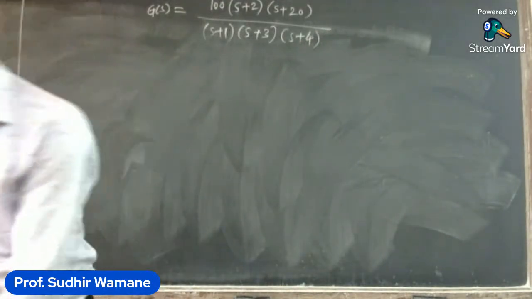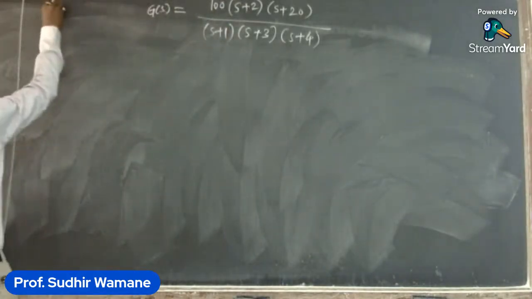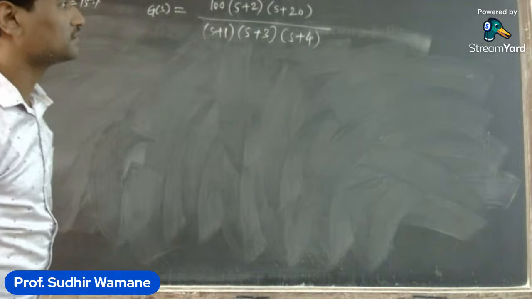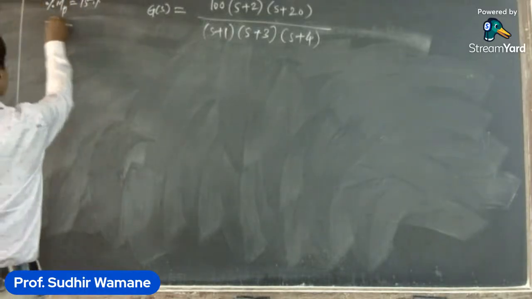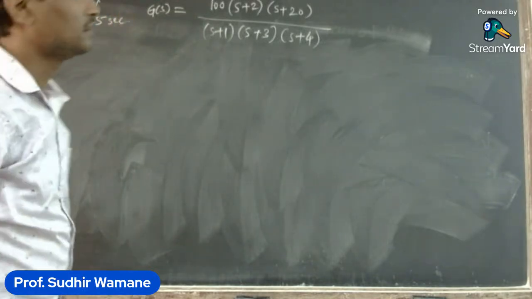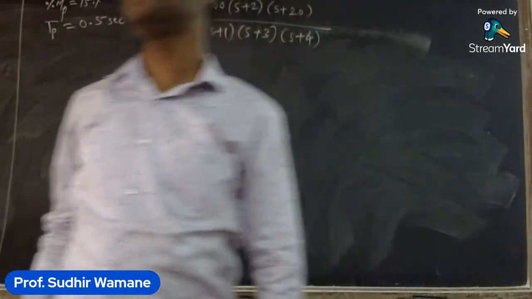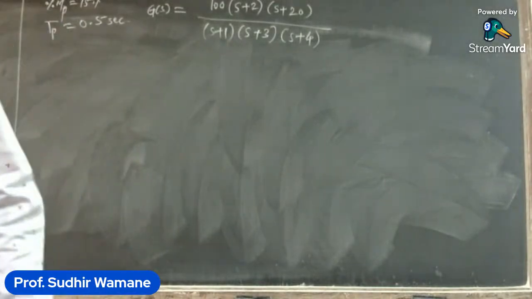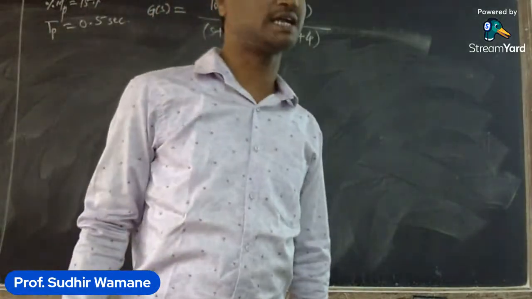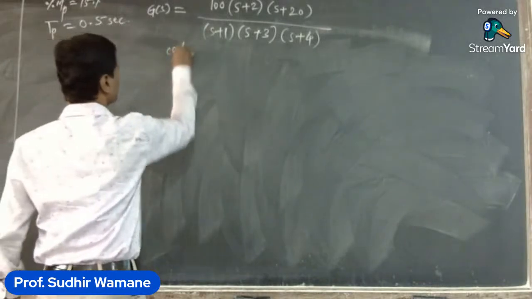Now he's saying design a controller again. The requirements are 15% overshoot, then a peak time of 0.5 second. And he's saying use the controller canonical form. Means what? This is not represented in a phase variable form, that's why we need to go with the controller design via transformation method, right?